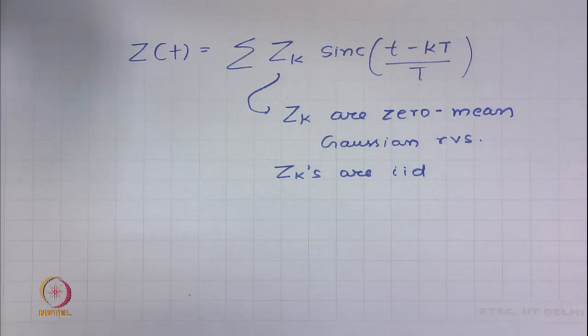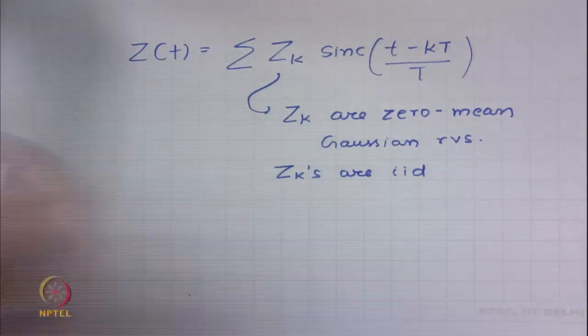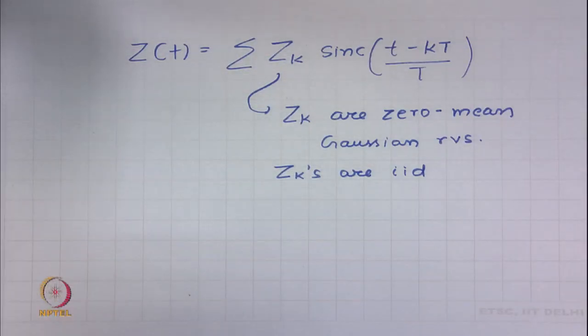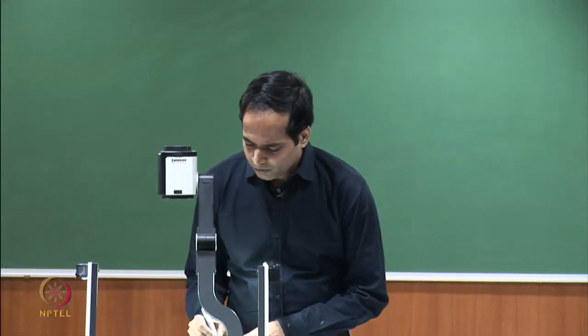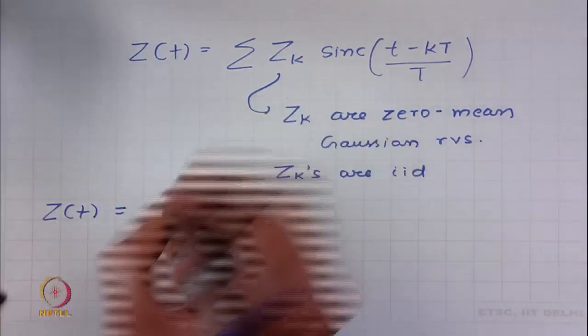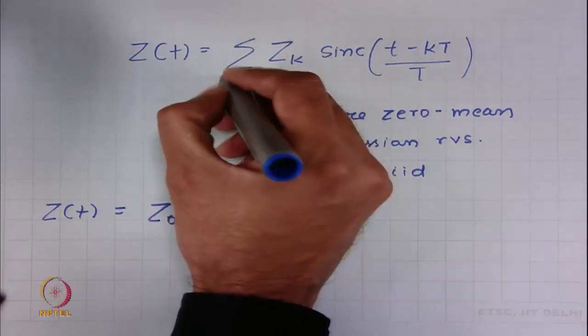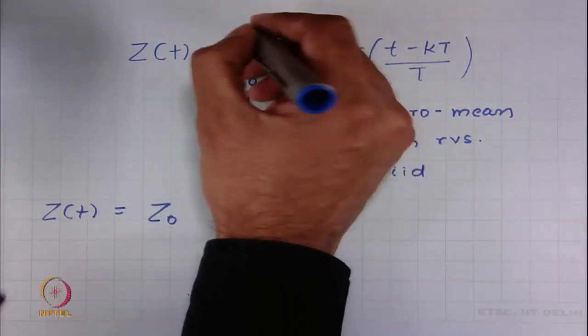independent and identically distributed random variables. So, what can I say about this z(t)? Of course, I have seen that this provides me a framework to express random processes, but first let me see what this means. I am saying z(t) is, putting k as 0, let me say k goes from 0 to infinity.